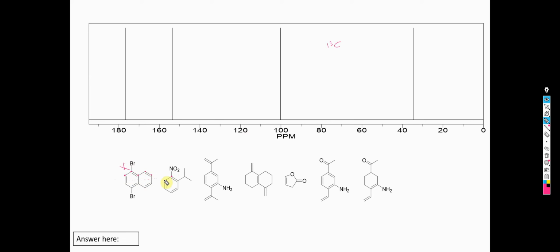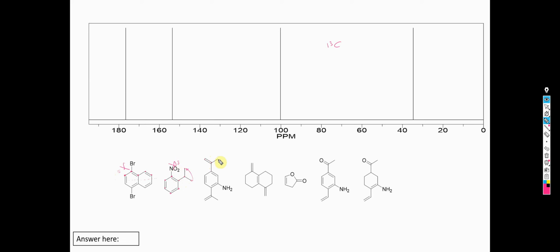Here 1, 2, 3, 4, 5, 6, 7, 8. All of these are distinct carbons. This is the same as this, therefore you will not count this twice. You will count only one of those methyl groups in the isopropyl group. Okay, so therefore you have 8 here, you have 5 here, so this is not the right structure as well.